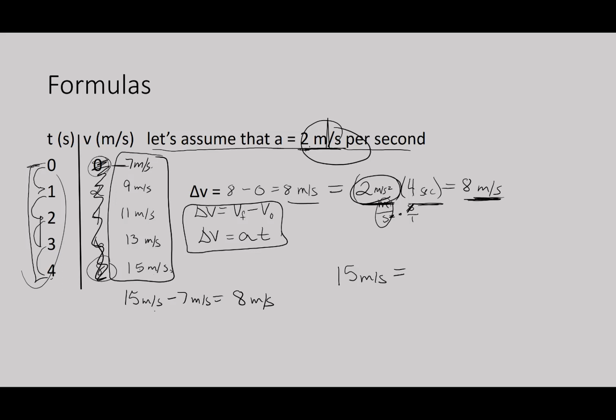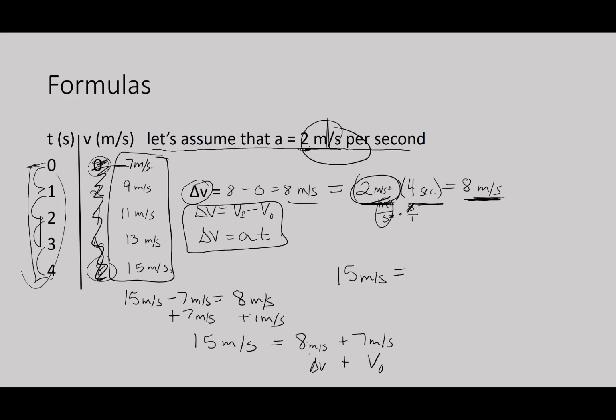So when we came up with the 15, we can rearrange this formula here. Add 7 meters per second to both sides. Now I'm not actually going to add those together. I'm just going to leave it as 8 meters per second plus 7 meters per second for the time being, because we want to have those components. Now this 7 meters per second, that was my starting velocity. Okay, that's my initial velocity. And this 8 meters per second came from my change in velocity. So I could put delta V there.